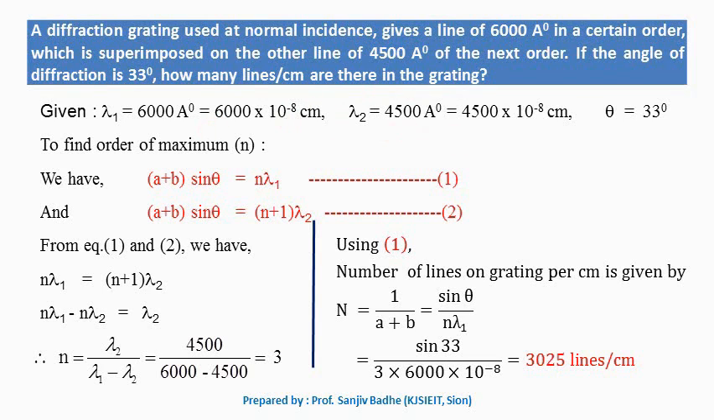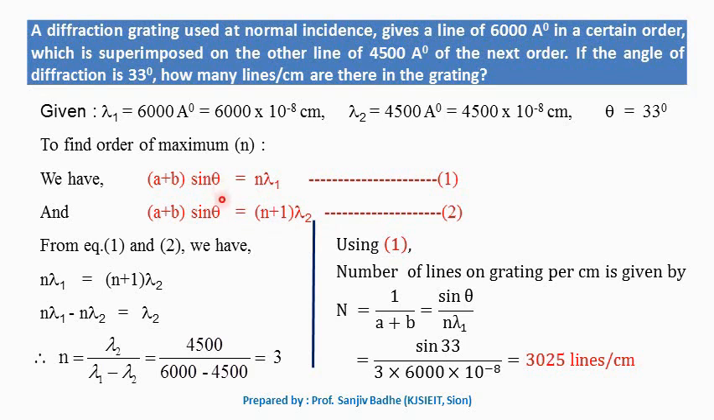So here we are not using a monochromatic light. The light incident on the grating contains two wavelengths, lambda 1 equal to 6000 angstroms and lambda 2 equal to 4500 angstroms. Theta is given as 33 degrees, the angle of diffraction. For the nth order maximum of lambda 1, we can write the condition as A plus B sin theta equal to n lambda 1, and in the same direction we are getting the n plus 1th order of lambda 2. So for the n plus 1th order of lambda 2, we can write the condition A plus B sin theta equal to n plus 1 lambda 2.